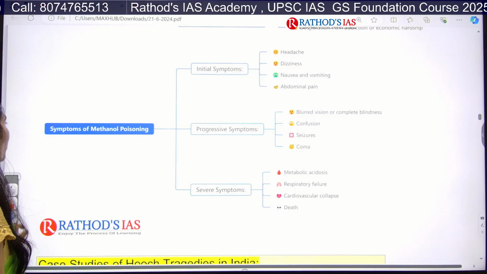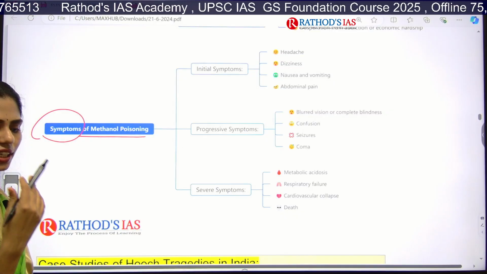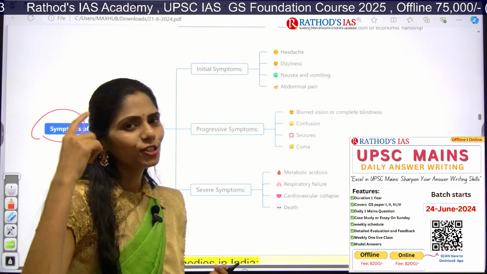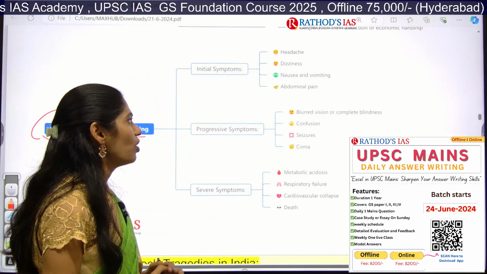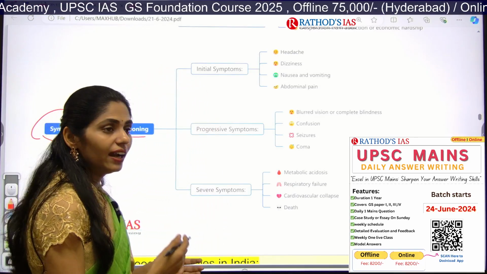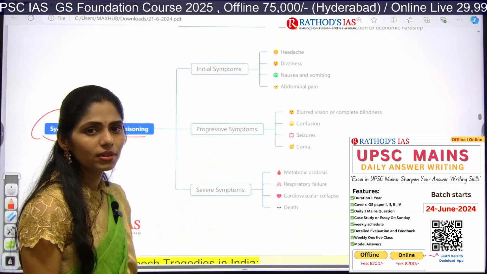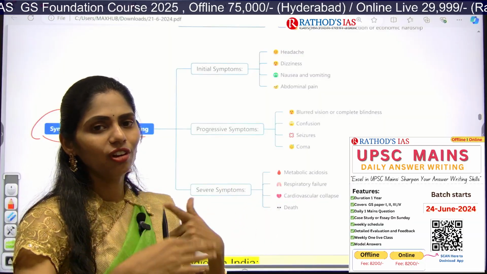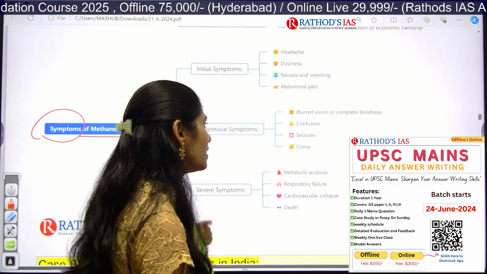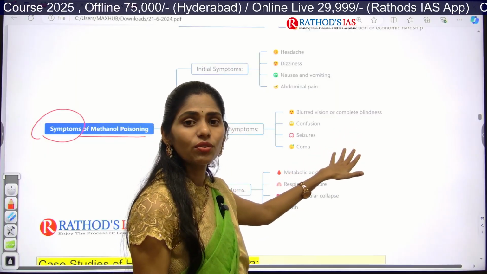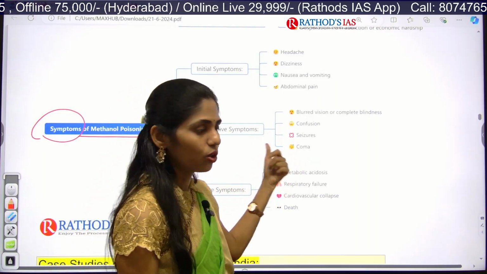And now I want to say what are the symptoms of methanol poisoning. Initially, after you get methanol poisoning, you will get a light headache, and next dizziness, nausea, vomiting and abdominal pain. And if the poisoning continues, you will get progressive symptoms, like you will not have proper vision, that is called blurred vision. And sometimes you can see complete blindness, it is one of the impacts of methanol poisoning. And confusion, seizures and coma.